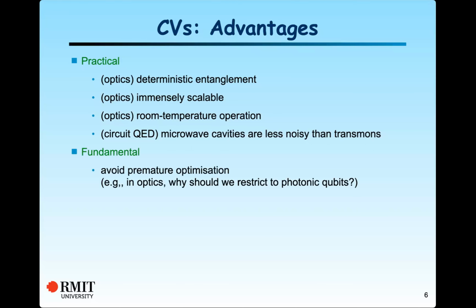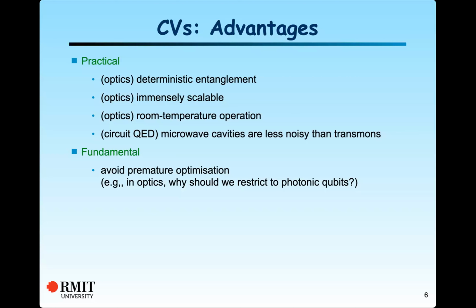At the fundamental level, we avoid premature optimization. So like in optics, why should we restrict to photonic qubits, single photon qubits? Single photon is just some wave function. I mean, maybe there's a good reason for it if you have certain hardware that produces single photons, but most hardware doesn't produce just a single photon. And if you think it does, that's probably because you're not thinking about how you know that it's produced a single photon. So there's all sorts of heralding and all sorts of problems. I mean, usually we produce Gaussian things.